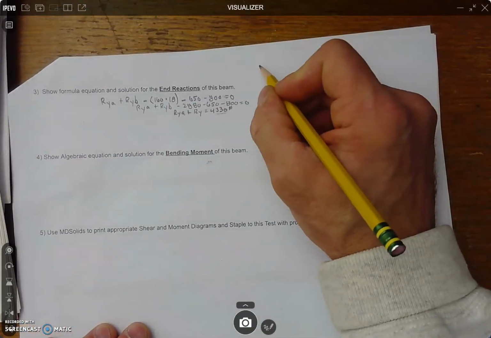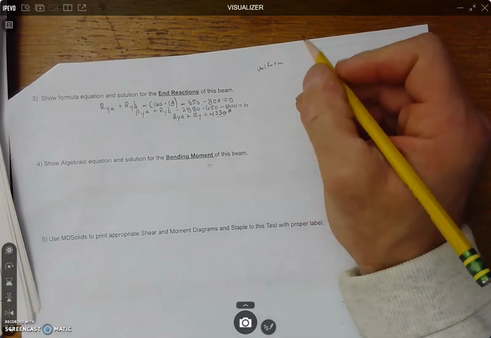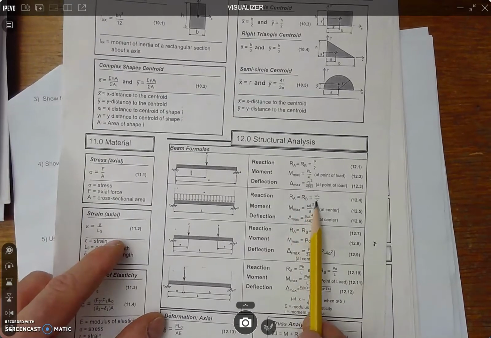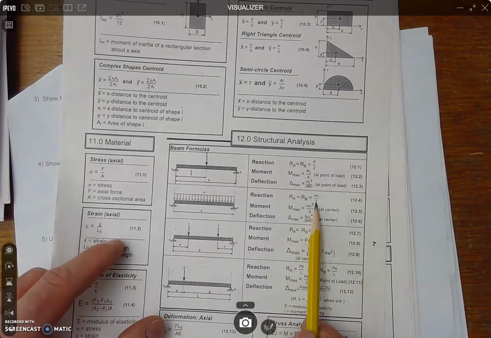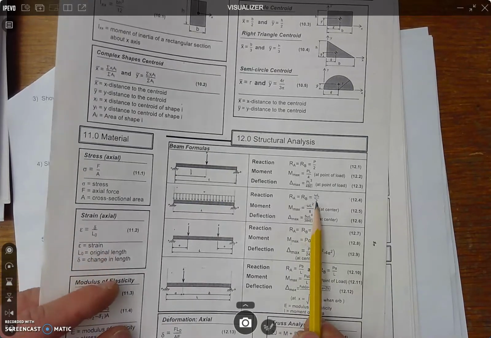So we're going to say uniform. This is our uniform load. We're going to go ahead and do that. The formula there is WL over 2. Okay, W being our uniform load, L being the length, divided by 2.